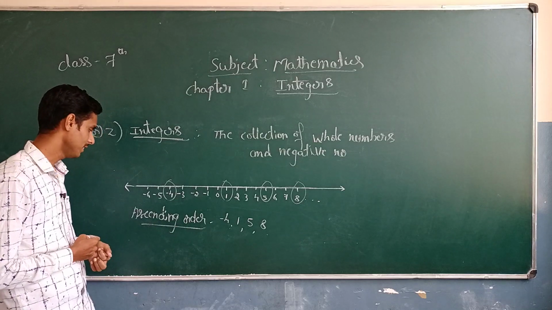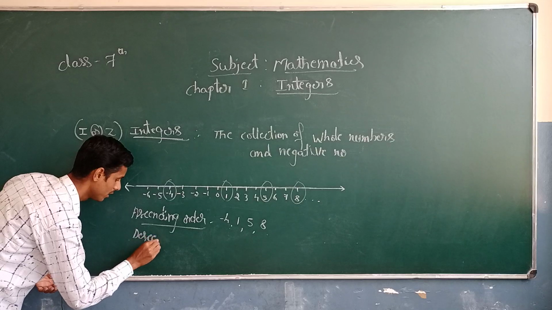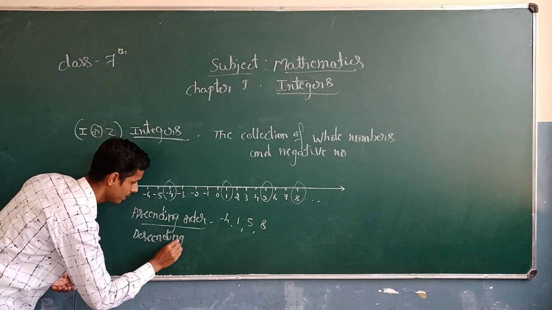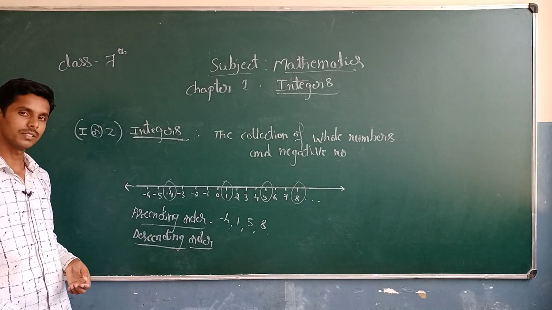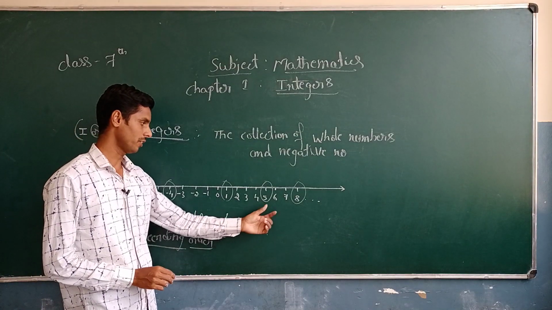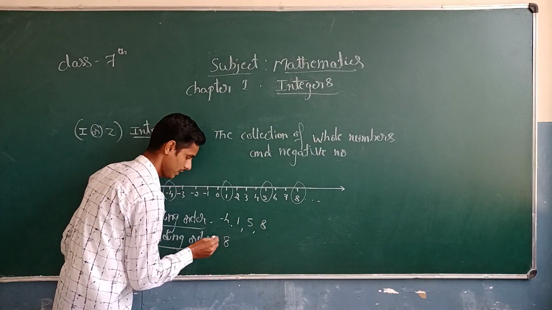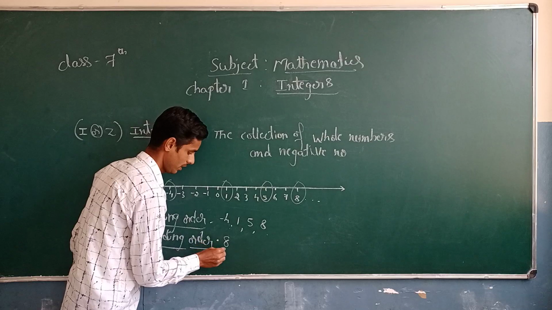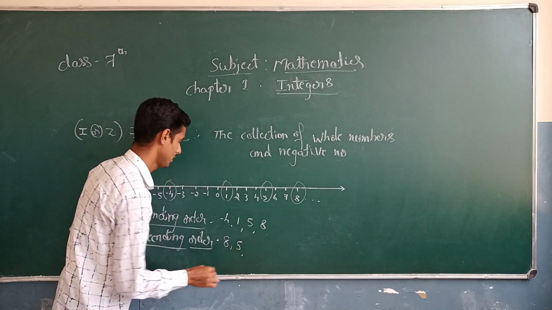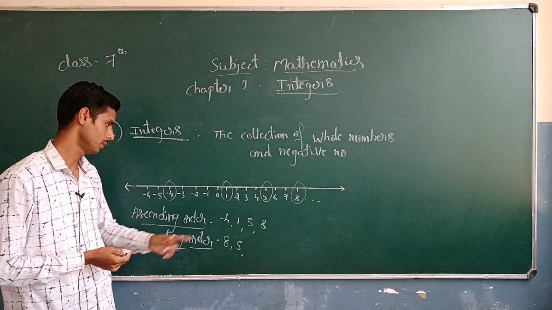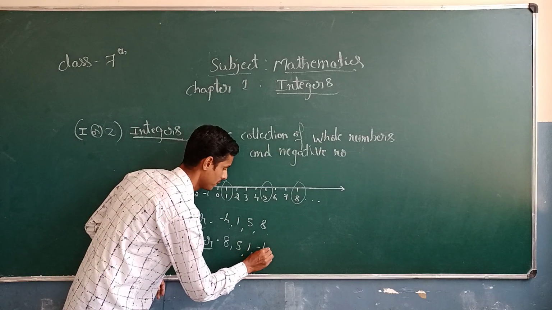So, how to write the descending order of these integers? Descending order. So, what do we write? 8 we write first. 8 after 5. 5 after 1. Then minus. Okay?